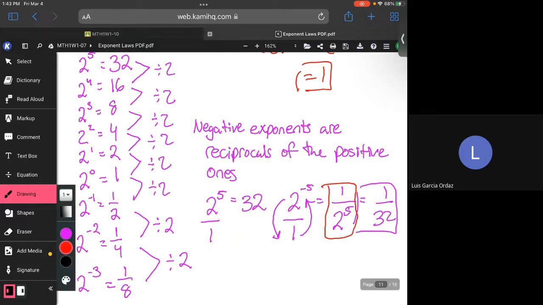So let me just draw this. Okay. So you see how 2 over 2 to the 2 is positive 4, right? What's 2 to the power of negative 2?